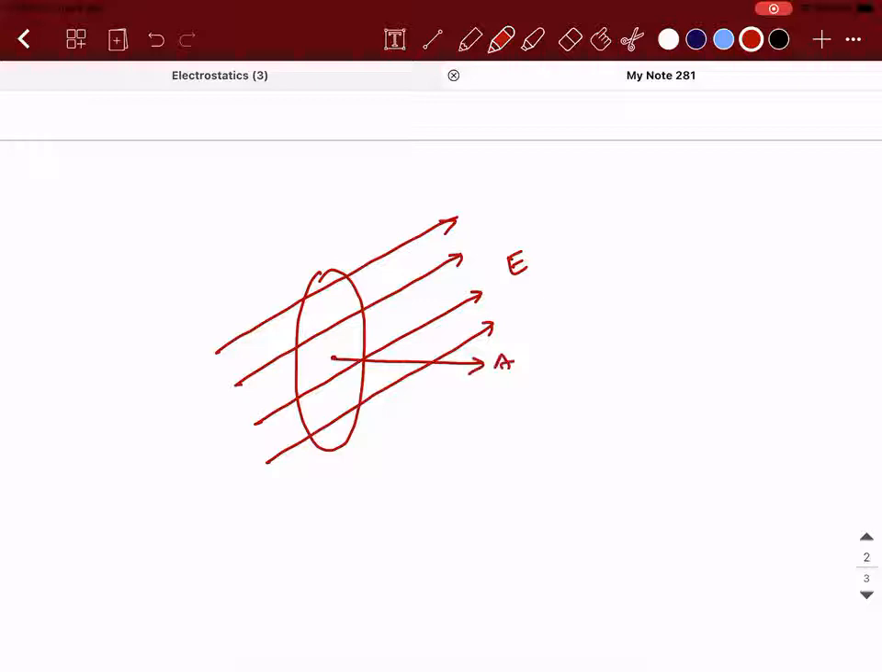So whenever you talk about a two-dimensional shape, aerial vector can be considered in any direction. You're free to do that. And this is the electric field. Then if I say the angle between the electric field vector and the aerial vector is theta, what does the definition of electric flux tell us?